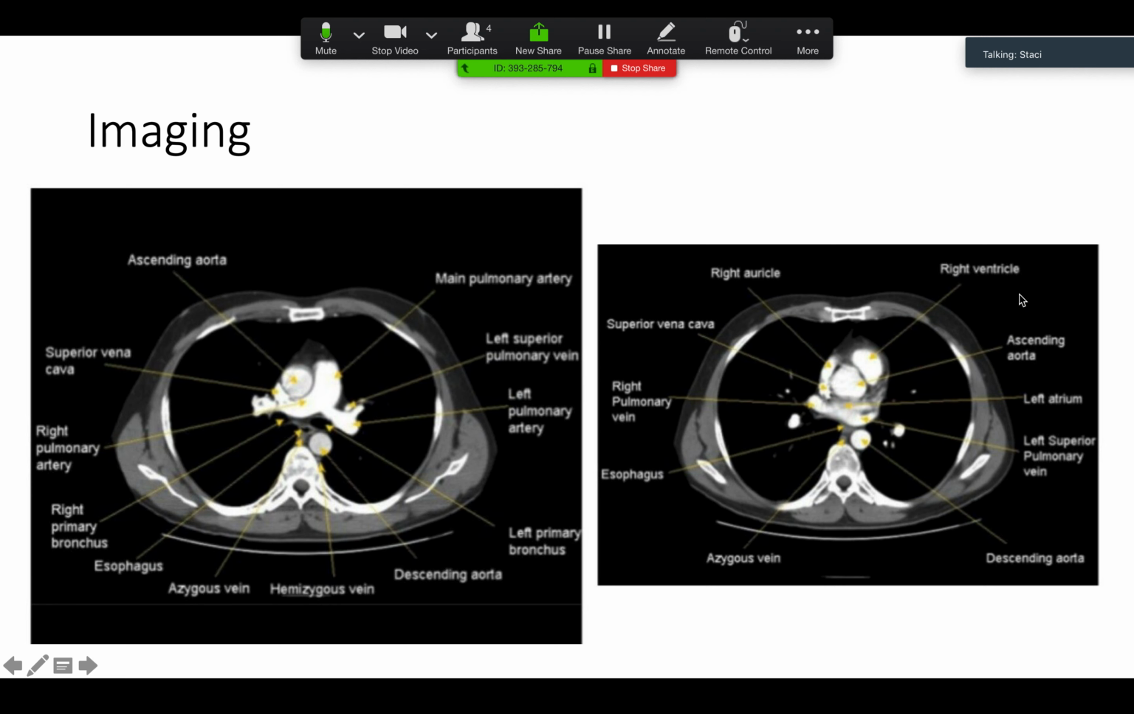But just the more you practice, the better you get with imaging. It's sort of like histology. You have to see the picture a million times and then you're like, oh, I can kind of recognize that. It's sort of the same with x-rays.